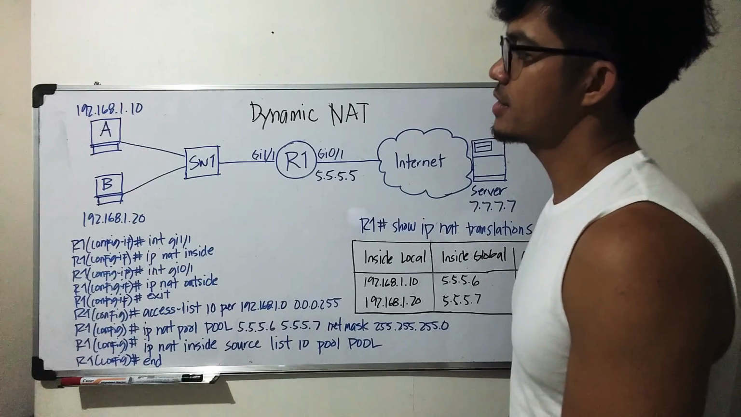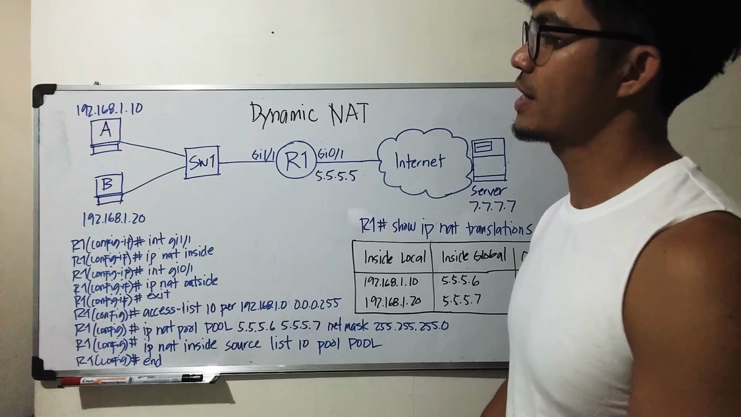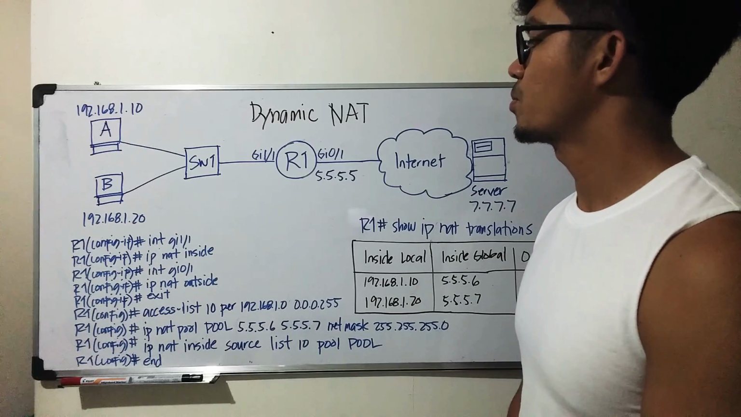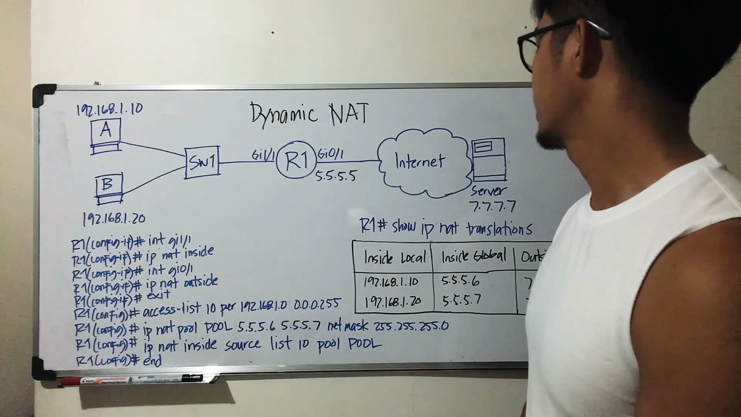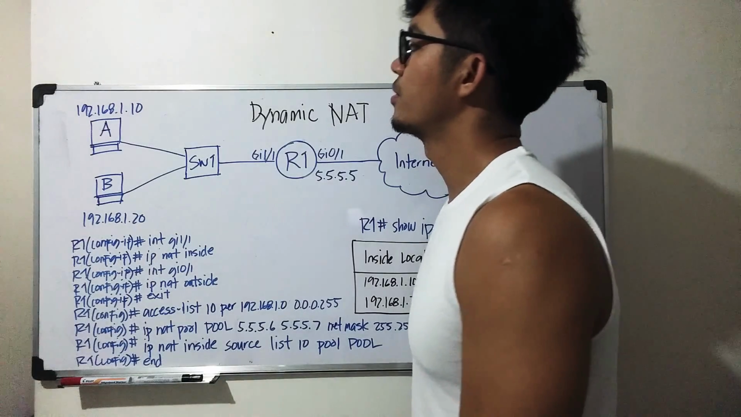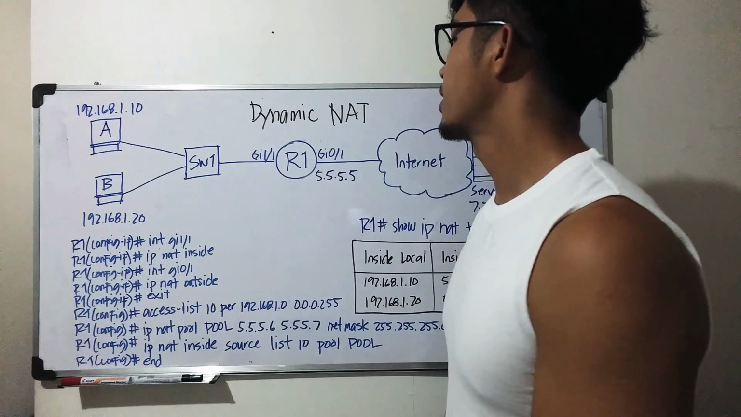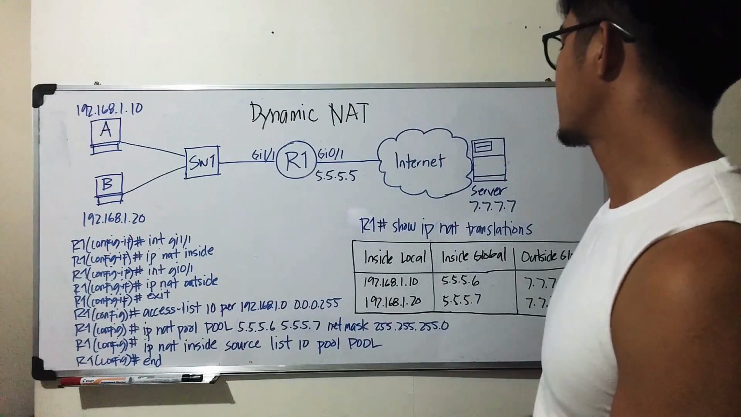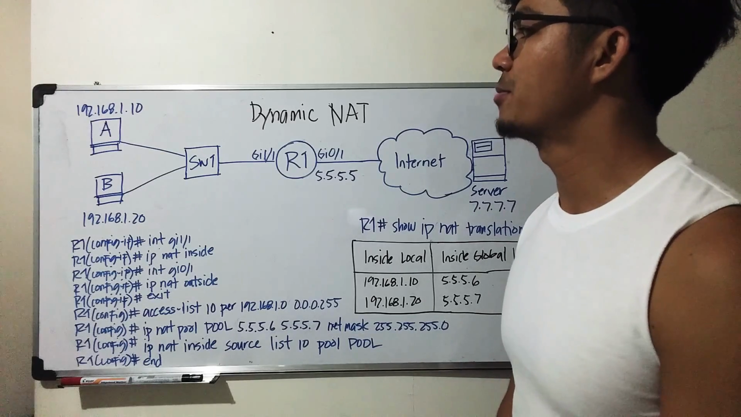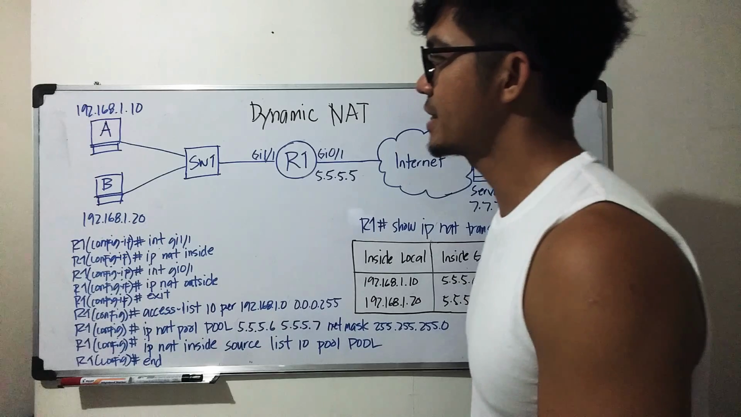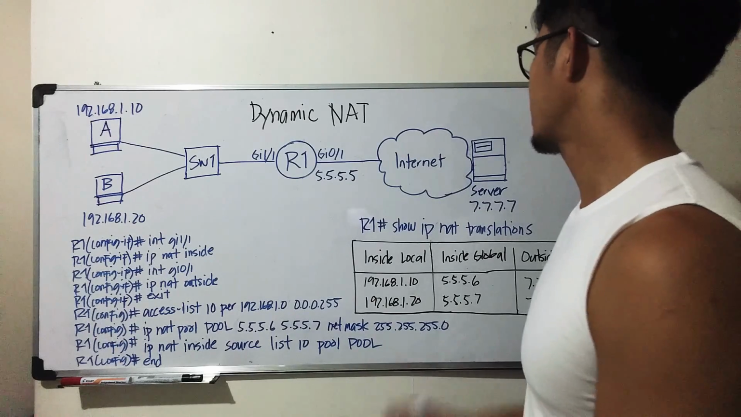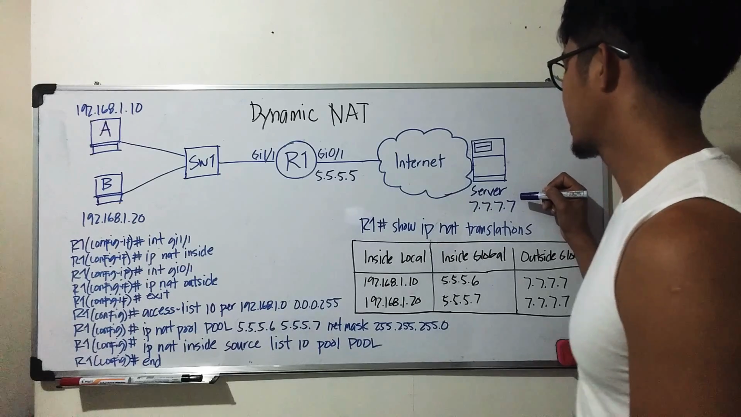So we have two clients that are connected to the switch, and we have a router that is configured with NAT. So let's say that PCA is trying to access, let's say that this is a web server. Now it's going to have a source IP address of 192.168.1.10, and of course its destination IP will be 7.7.7.7.